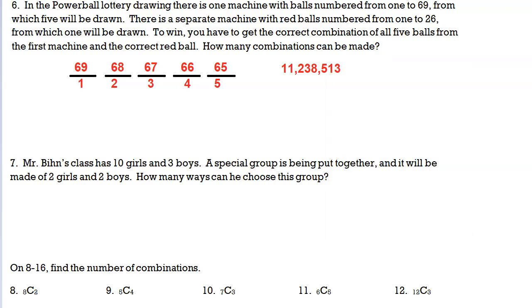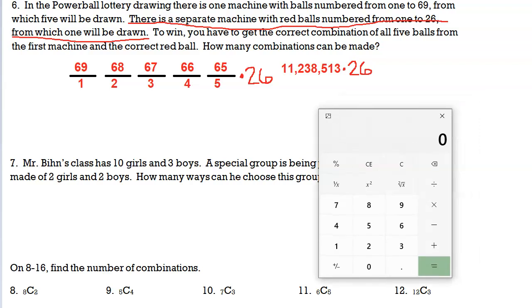But there's a catch. That number is not actually the correct answer to the problem, because there is a separate machine with red balls numbered from 1 to 26, and you have to get that one right as well. So there are 26 more ways that this thing could happen. Oh my word. So what that means is there are 11 million ways that the white balls can come out, but then for each one of those combinations, there's also a matching red ball to go with it. So if you want to know your probability of winning Powerball, you have to actually get the white balls right and the red.